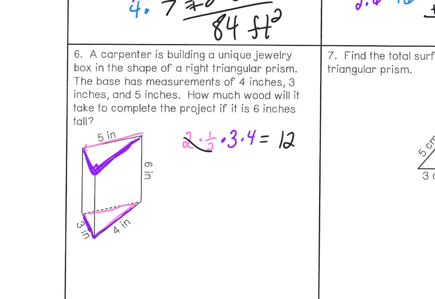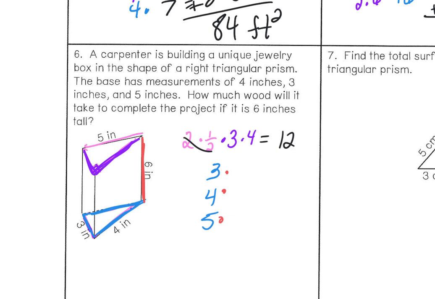Okay, now what I want you to do is go all the way around the triangle and list the sides. So we've got a side of 3, a side of 4, and a side of 5. And you're going to multiply each of those by how tall this box is. Because essentially you've got this back piece here, which is 5 by 6. You have this side piece, which is 3 by 6. And then you have a 4 by 6 rectangle.